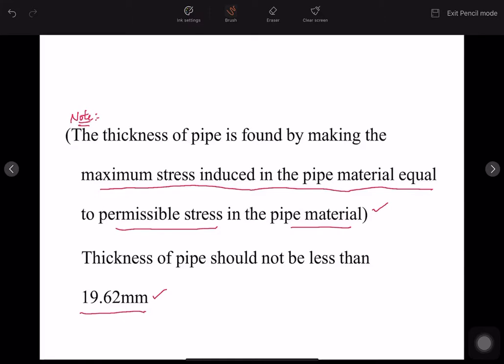So this condition is important. If you read this clearly, you'll understand why we are equating the pipe material stress, or stress in the metal, to a certain allowable stress in the pipe.